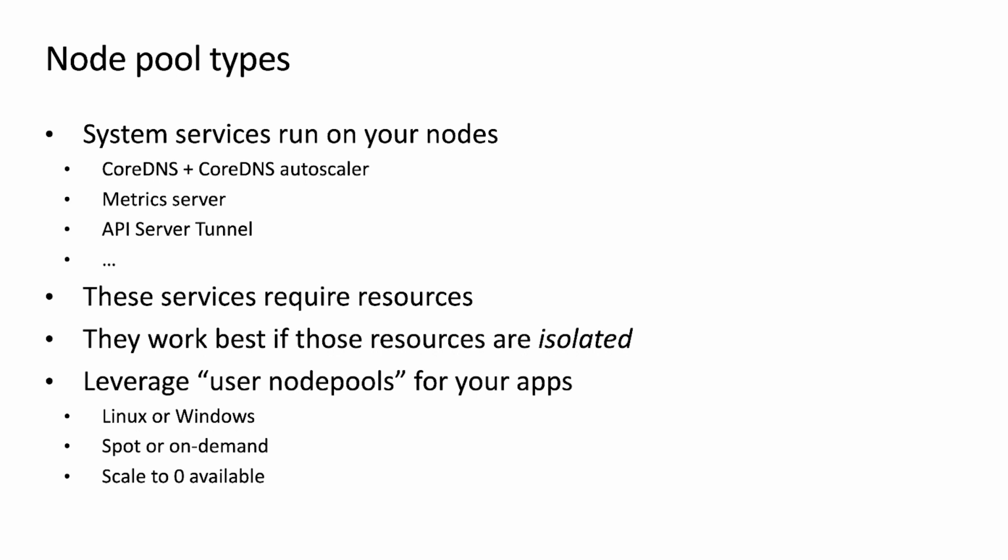With that in mind, we've been making a bunch of improvements to our node pool support. The first one is we've introduced the notion of node pool types. The background here is you have a set of system services that need to run on your nodes. This is things like CoreDNS and its autoscaler, metrics server, the tunnel, and others. Those are services that are critical to the health of your cluster, and so they need to be kept running. They need to have dedicated resources. And so it's typically a best practice to isolate those components into their own nodes, so that you can then run your applications completely separately from them.